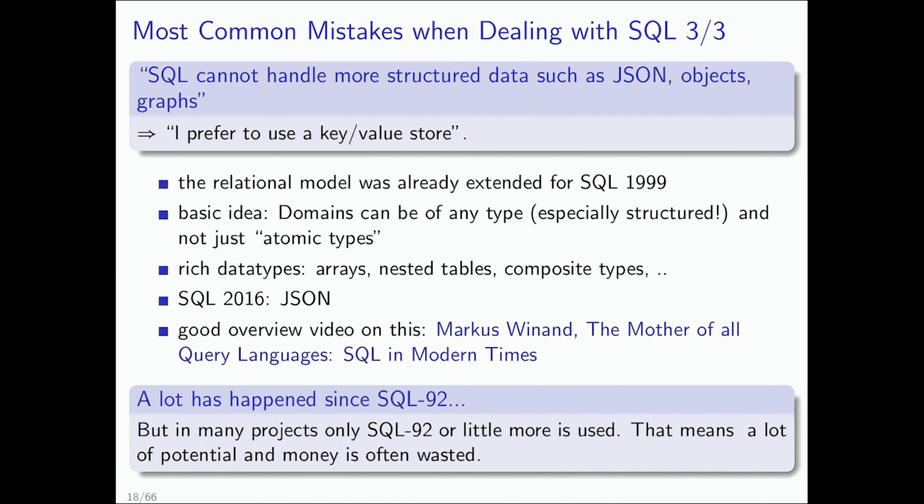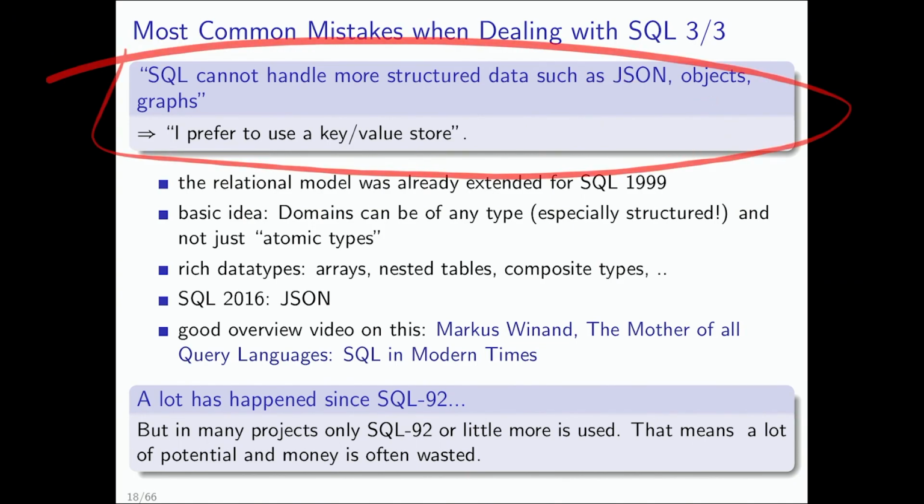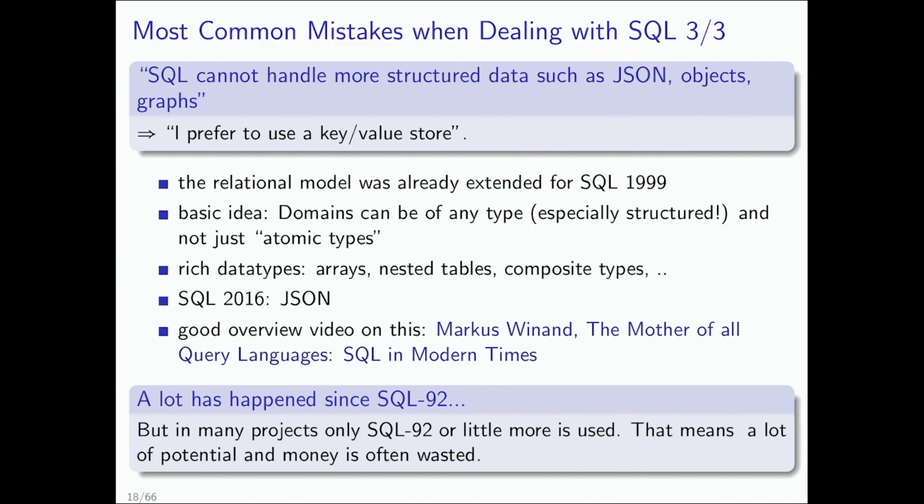And the third is, that's unfortunately also available in textbooks. You see that sometimes, this claim that SQL cannot handle more structured data such as JSON, objects, graphs and stuff like that. That's all wrong. SQL can store everything. This limitation of SQL 92, it's gone. So the relational model was already extended in SQL 99 and 16 added JSON and stuff. You can put everything into SQL.